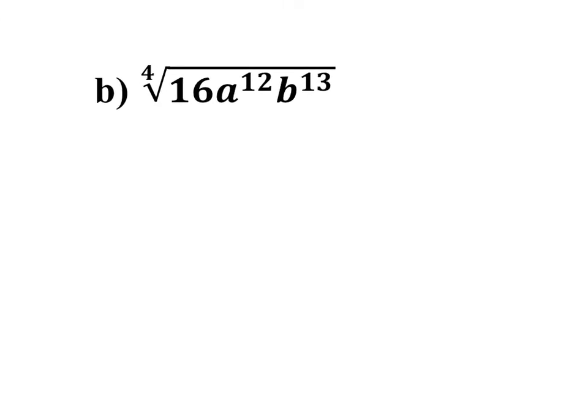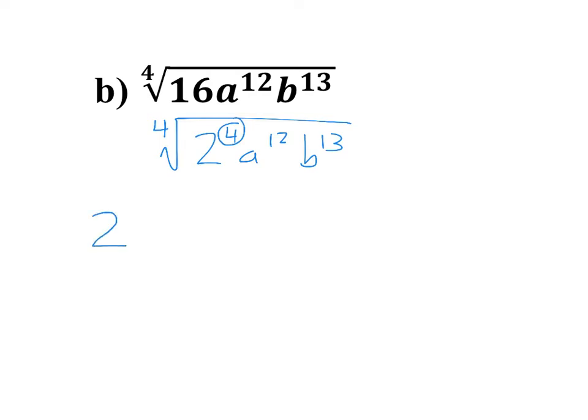So I'm going to break this down. This is 4th root of 2 to the 4th, A to the 12th, B to the 13th. We're going to divide. So 4 divides evenly by 4. That's going to be 2 to the 1st, or just 2. 12 divided by 4 is A cubed. And now 13 divided by 4. 13 divided by 4 is 3, but with 1 left over. So on the inside, we have 1 B left over.